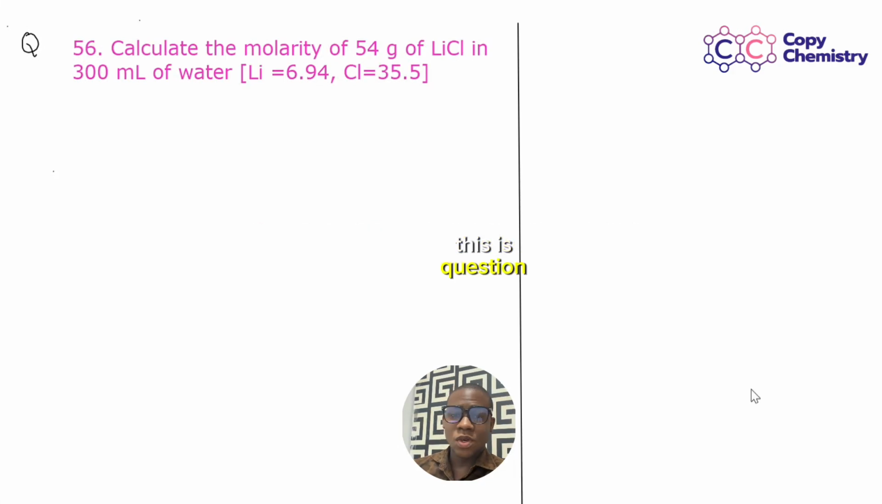Alright, so this is question number 56 on stoichiometry, and if you're very smart, it means that in the next 10 seconds you might as well be done with this video. This is molarity, so we just need to do the moles of the LiCl divided by the volume of the solution. Volume of the solution is there, 300, you convert that, and then for the moles, mass over molar mass, and you're done.